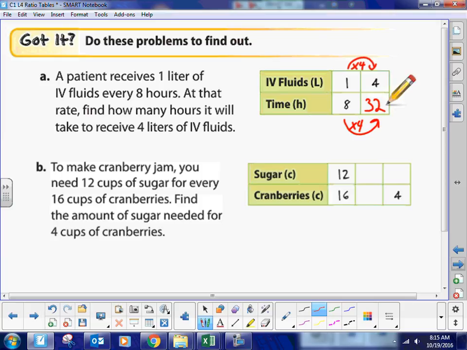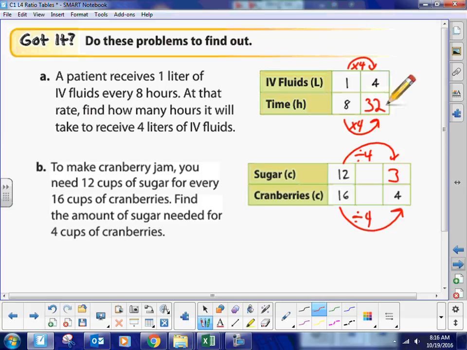To make cranberry jam, you need 12 cups of sugar for every 16 cups of cranberries. Find the amount of sugar needed for 4 cups of cranberries. Okay? What did they do to 16 to get it down to 4? They divided. It's got to be multiplication or divide. What times 4 equals 16? 4 times 4 equals 16, so 16 divided by 4 equals 4. Whatever you do to one, you do to the other.